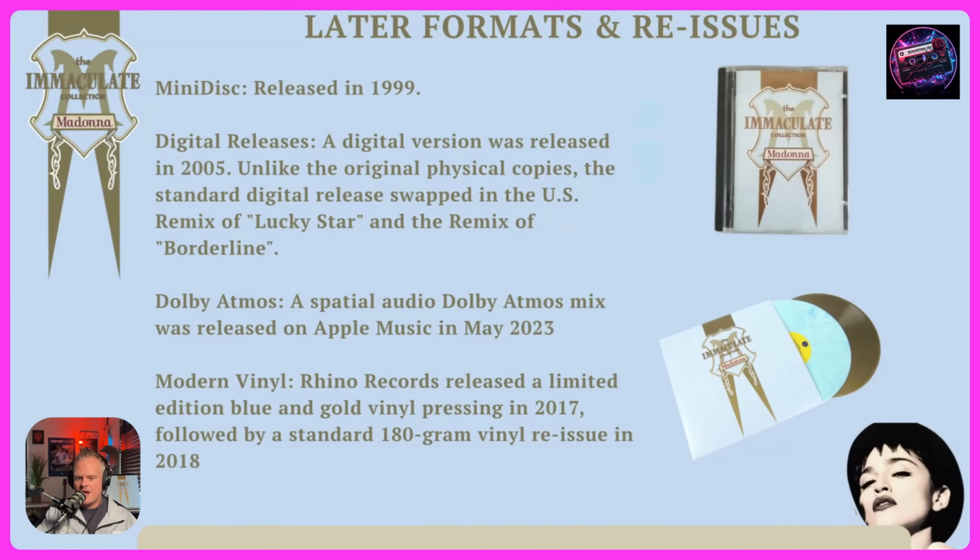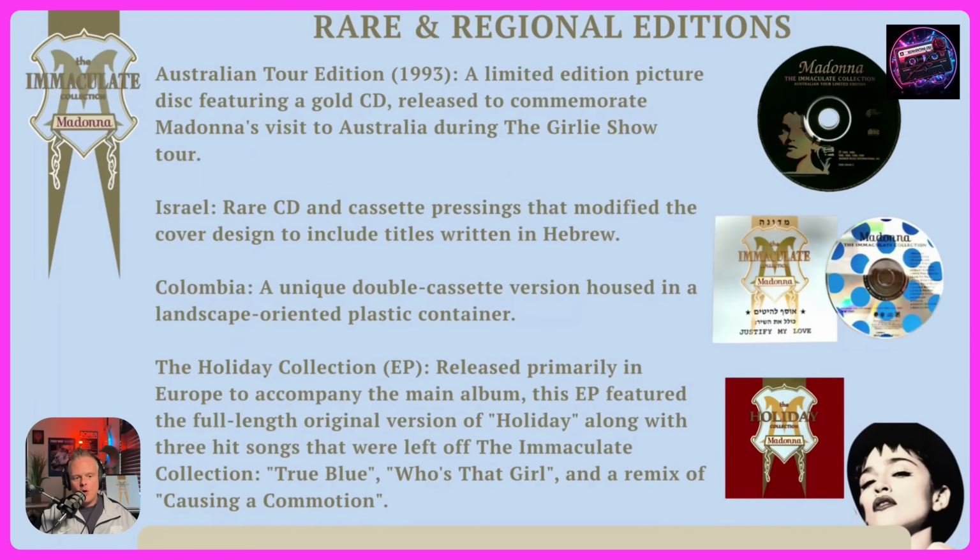Subsequently, in 1999, the mini disc was released. In 2005, we got the digital versions that have who knows which versions of Lucky Star and Borderline. In 2023, Apple Music released a Dolby Atmos mix. In 2017, Rhino Records released the blue and gold vinyl pressing, and in 2018, they released a 180-gram reissue of the album. There were also some extremely rare and regional editions of it.